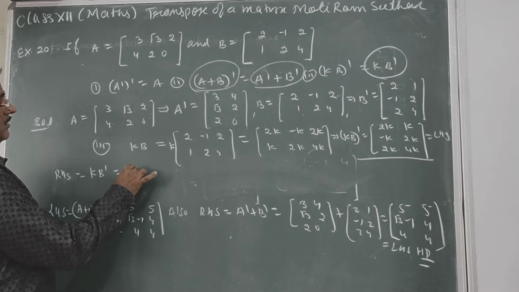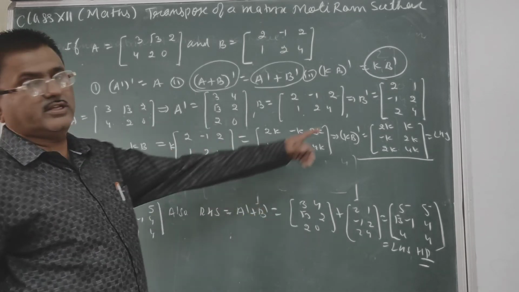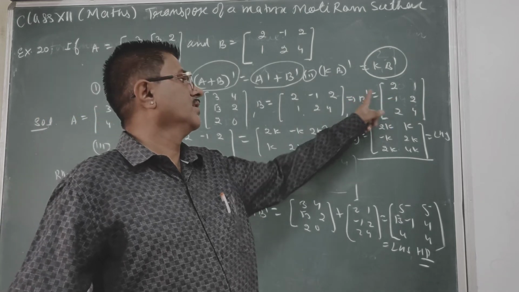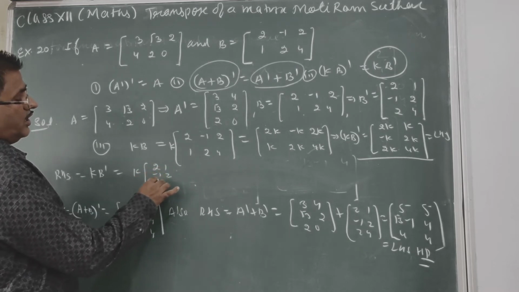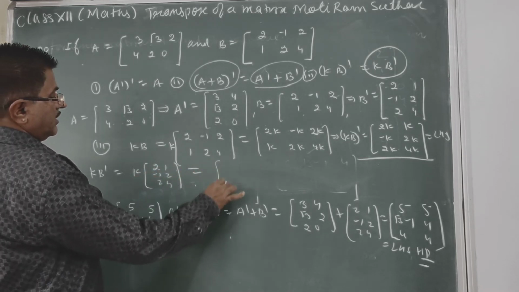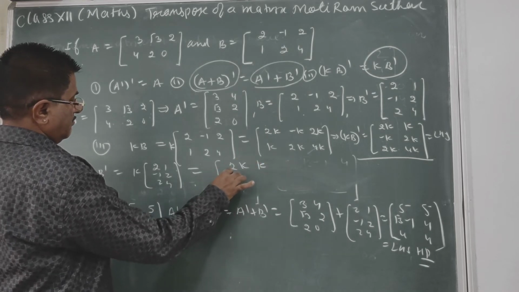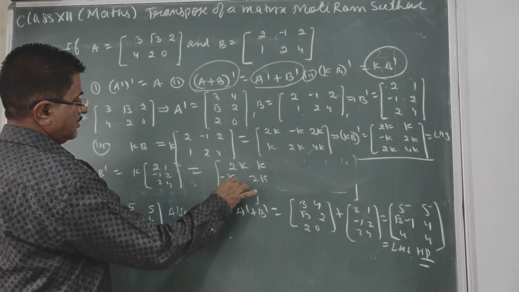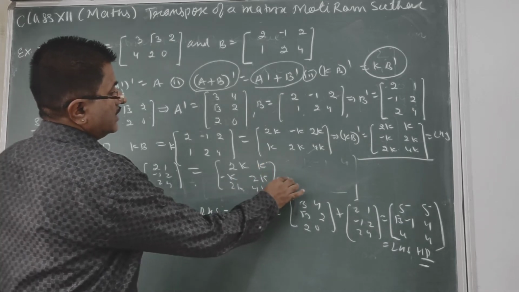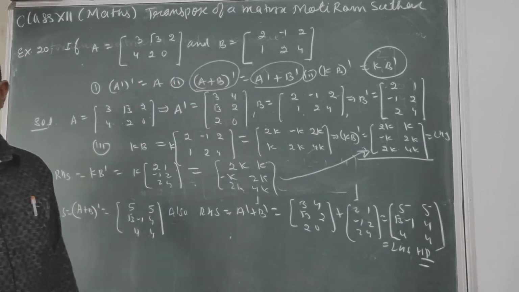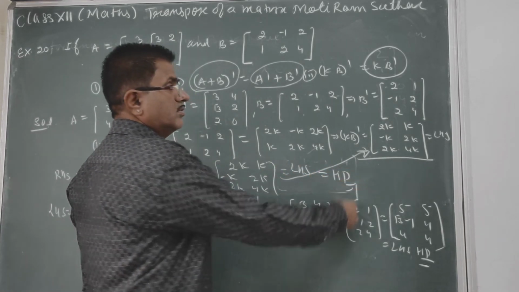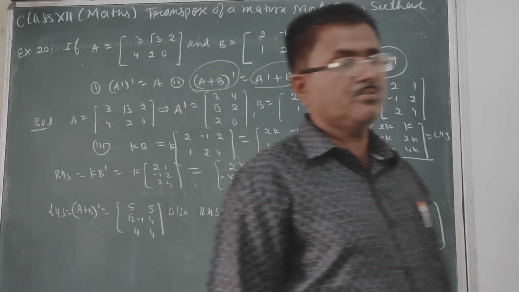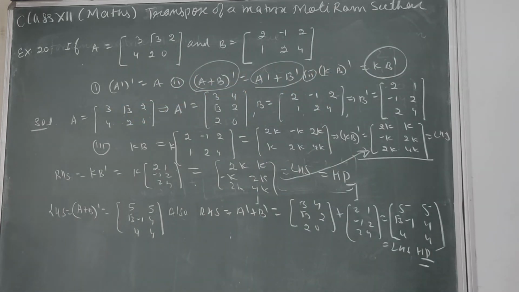So K into B transpose we have already written. This is the B transpose matrix. So 2 1, minus 1 2 and 2 4. So this multiply with the K. So 2K, K, minus K, 2K, 2K and 4K. So you can say this is also equal to this. So both are equal. This is equal to left hand side. So third part is also. So this is very easily we can prove the properties of the matrices. Correct?